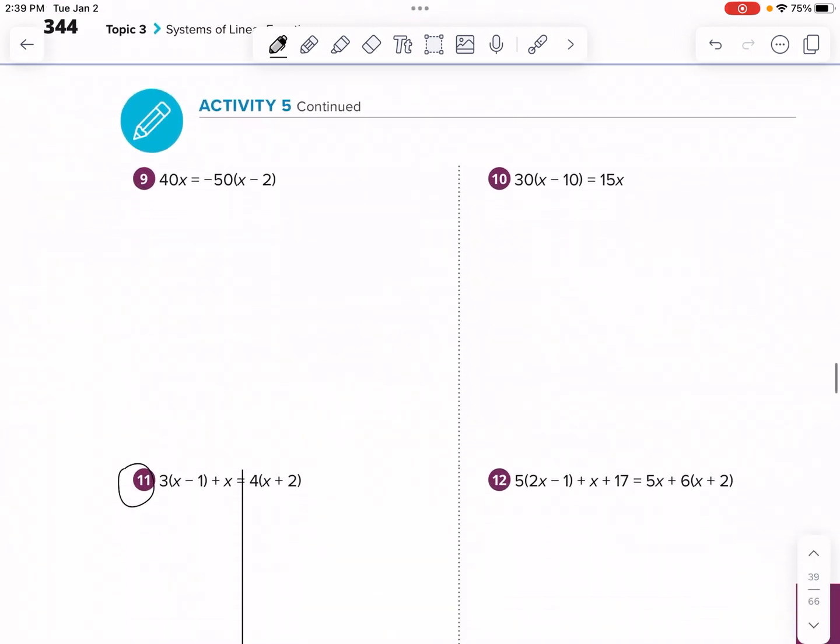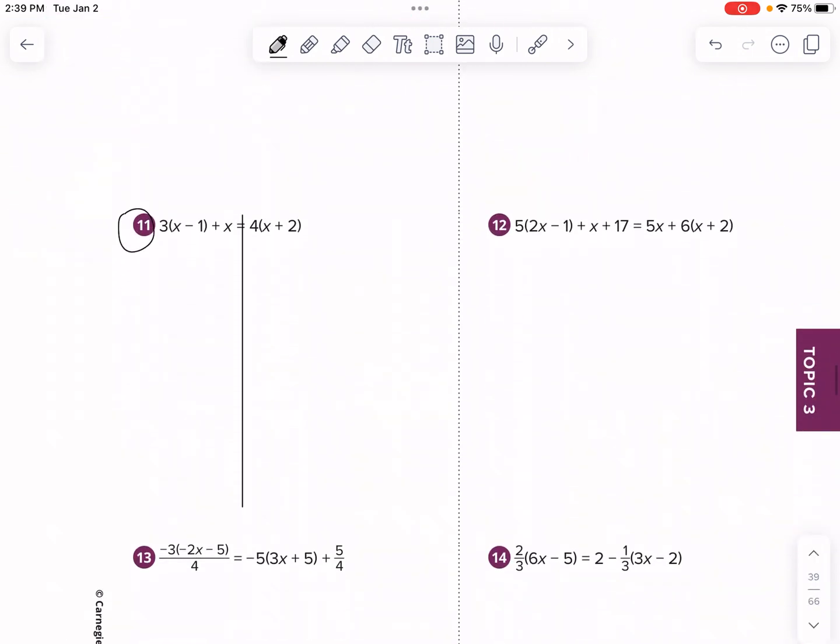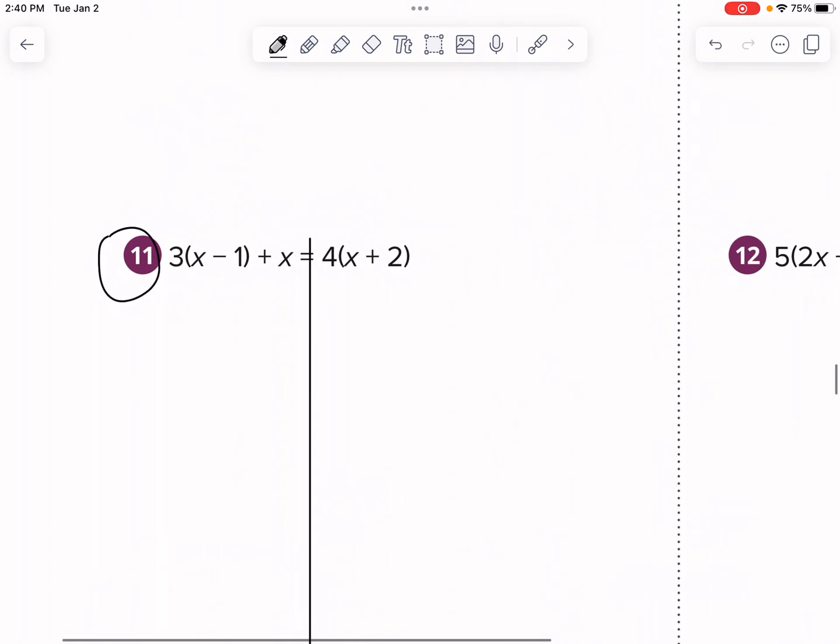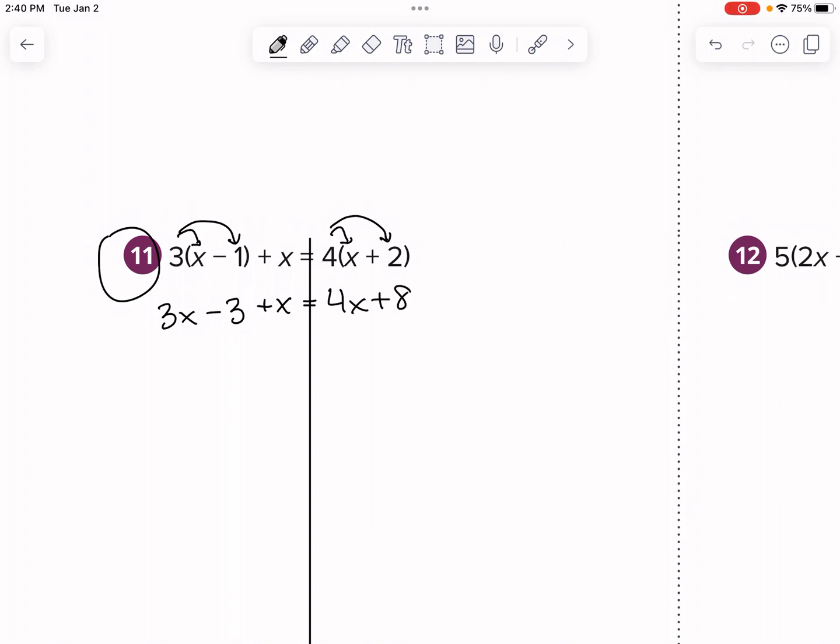But let's turn over to the next side. We'll do number 11, and that's it. Okay, so let's use the distributive property here. There's no fraction, so we don't have to worry about the least common denominator. Okay. So 3 times x is 3x. 3 times negative 1 is negative 3. Nothing happened with this x. This will be 4x plus 8. 4 times 2 is 8. Let's combine some things. I'm going to combine these two things. That's a 1. 3x plus 1x is 4x.